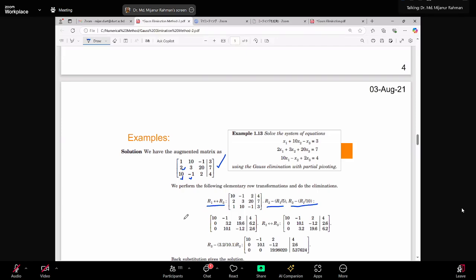and then this is 10, minus 1, 2. The equation 2 is intact: 2, 3, 27. Same. But we just changed 1, 10, minus 1 and 3, the first one and third one. First this one and this one. We just interchanged these. If we interchange, then our next target will be R2 minus R1 by 5.